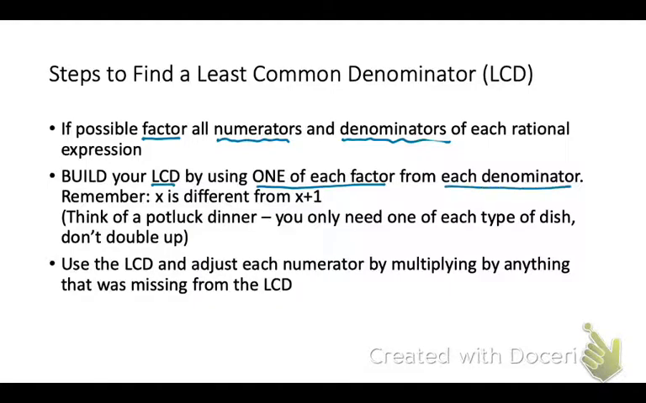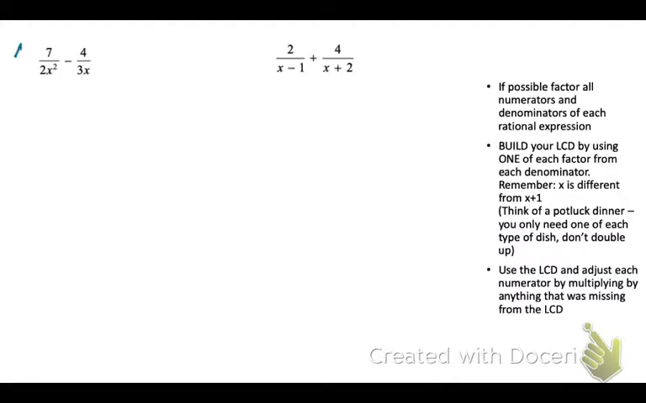Then finally, you're going to use that least common denominator, that's what LCD stands for in these notes, and adjust each of your numerators, just like you would with a simple fraction. And you're going to do that by multiplying by anything that was missing from that common denominator. All right, so let's try some examples, and I have those steps off to the side.